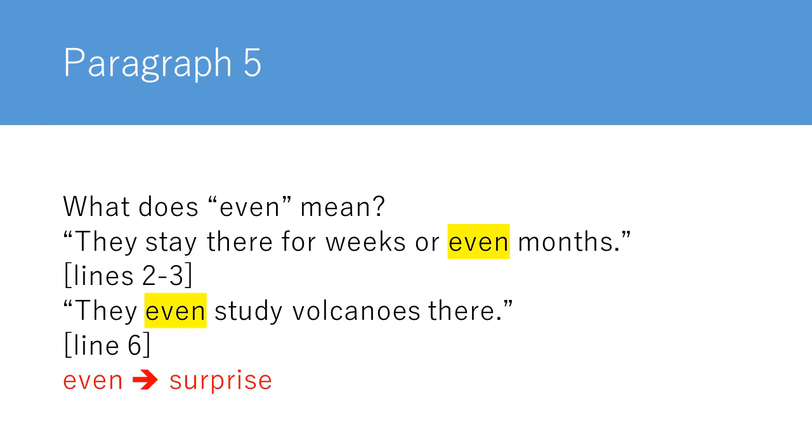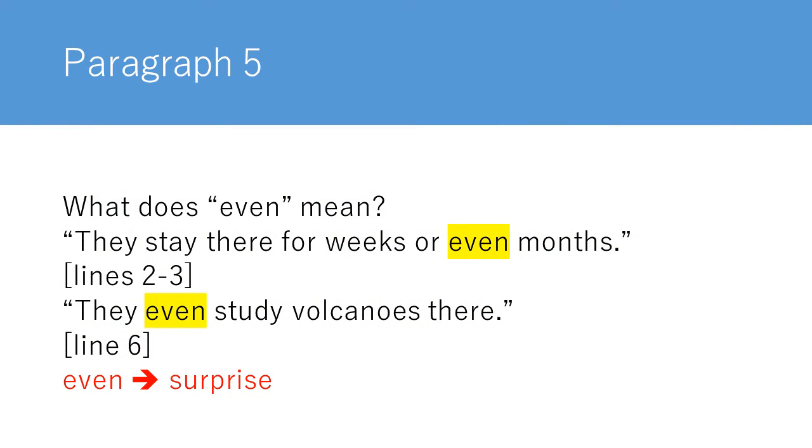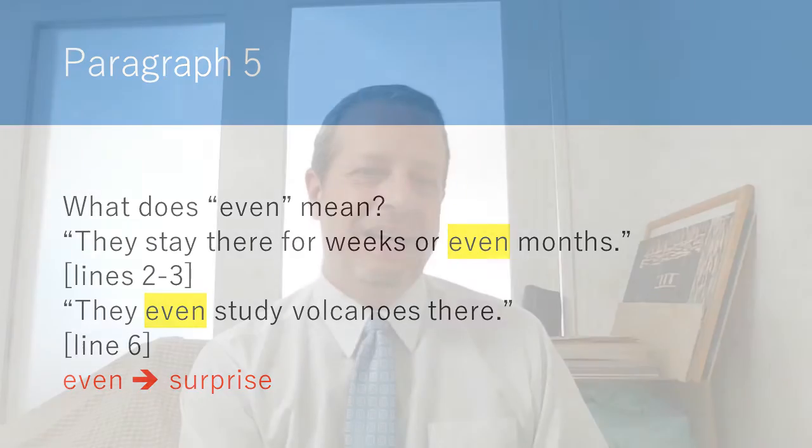Similarly, in the second example, they even study volcanoes there. Before this, there was that list of 5 things that they studied, including the land, the air, the weather, the wildlife. Here, they're saying even volcanoes. The reason they're saying even volcanoes is a little surprising. You don't usually imagine volcanoes when you think about a place like Antarctica. It's a surprise. And so the author is using the word even in both these sentences to show that they are surprised.